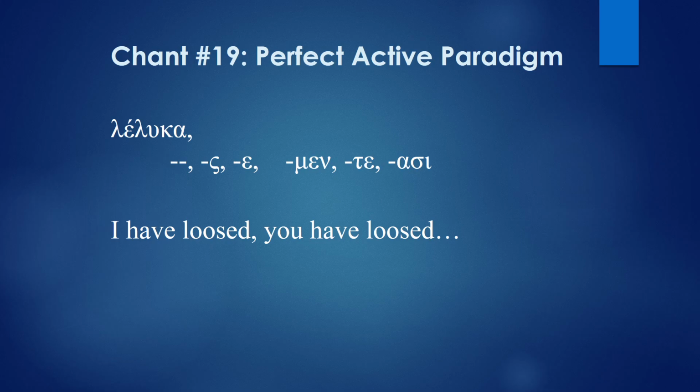And now 3 times, just the chant by itself. Leluka, s, e, men, te, si. And once again, leluka, s, e, men, te, si. And one final third time, leluka, s, e, men, te, si. Chant number 19, the perfect active indicative verb.